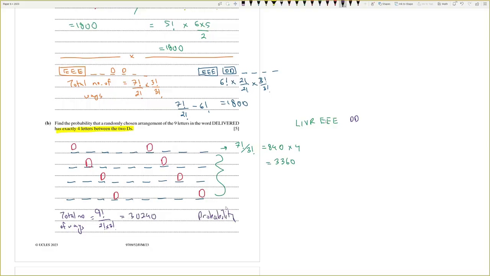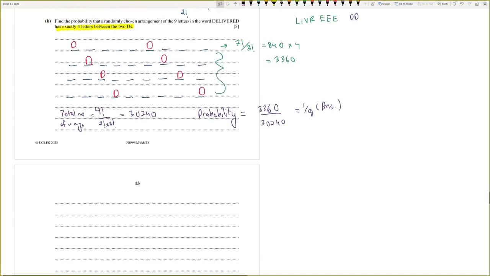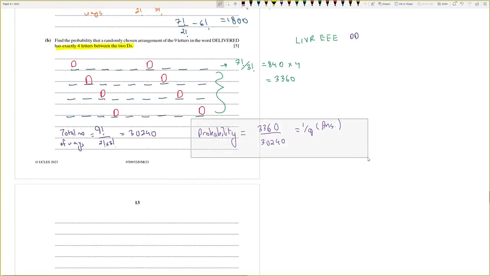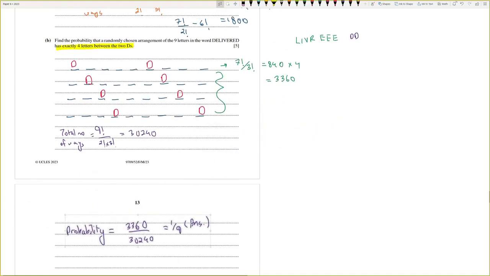So let's do the probability. What is the probability exactly? The probability is going to be 3360 by 30240. That gives you an answer of 1 by 9 exactly. Okay, so we get an answer of 1 by 9. Now moving on to the final sum of the day.